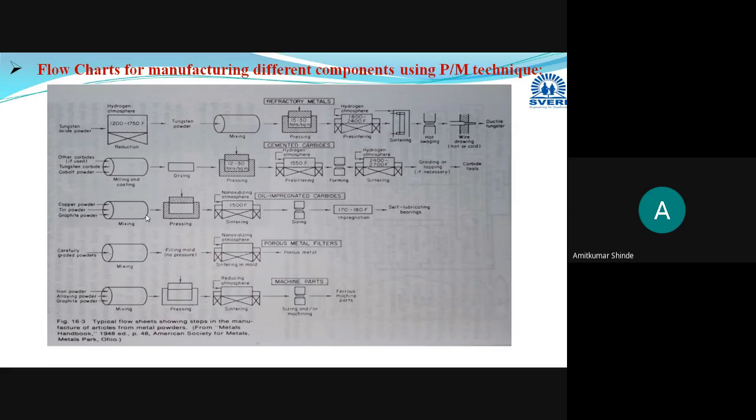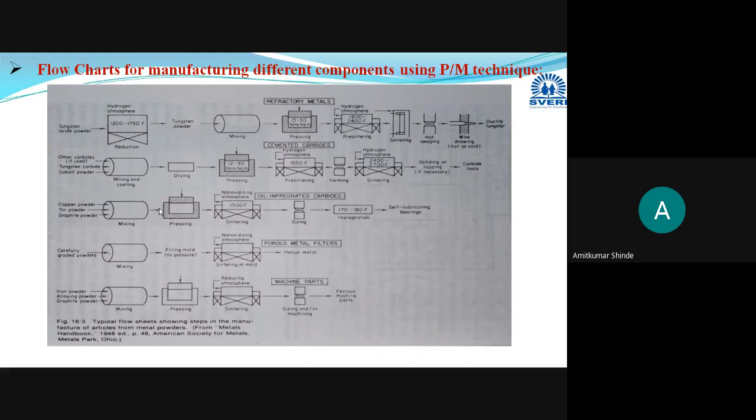From the last few lectures, we are discussing the powder metallurgy concept. In the last lecture, we completed the powder metal: what is the meaning of powder metallurgy, what are the different methods of manufacturing the different kinds of powders, and what are the different steps involved in the powder metallurgy technique. With the help of whichever powder we have manufactured, we can manufacture the component with the desired shape, size and composition.